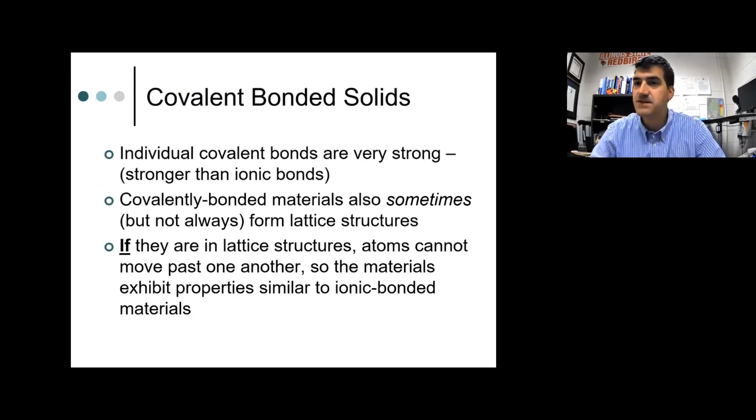Covalent bonds tend to be very strong. They tend to be stronger than ionic bonds, and whereas ionic bonded solids almost always form lattice structures, covalent bonded solids, sometimes they do and sometimes they don't. We cannot generally say that covalent bonded solids form lattice structures. Some of them do and some of them don't. There isn't an easy pattern to remember. If they do form lattice structures, then they tend to have pretty much the same mechanical properties as the ionic bonded lattice structures do.